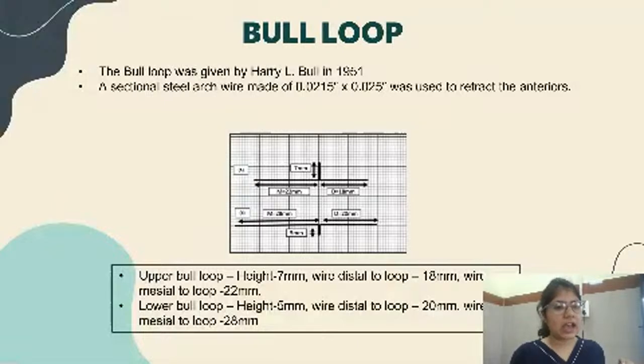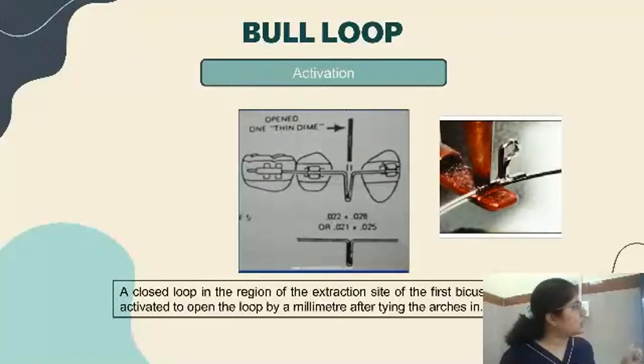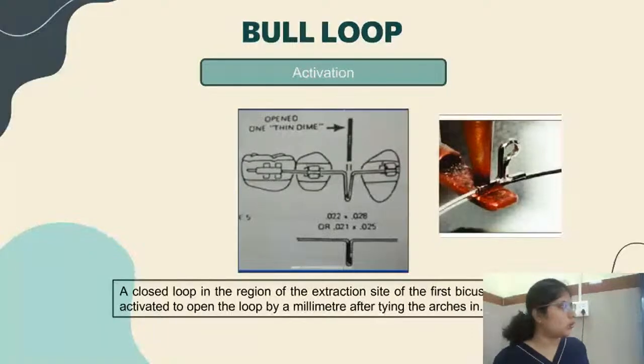And for lower, height is 5 mm. Wire distal to the loop is 20 mm. And wire mesial to the loop is 28 mm. So activation of the bull loop: a closed loop in the region of extraction site of the first cuspid is activated to open by a millimeter after tying the arches in.